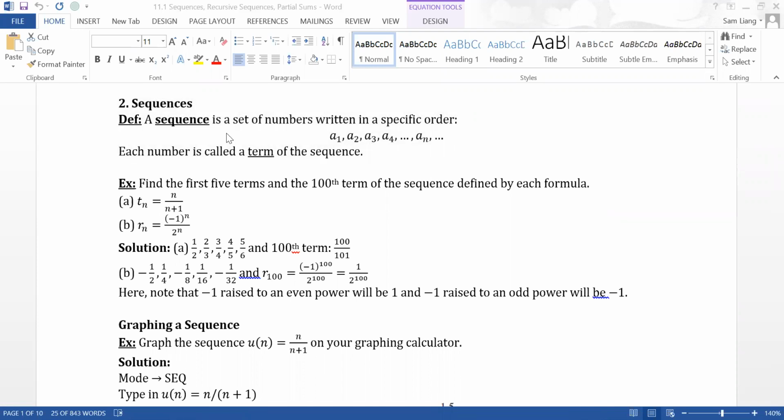So here, this is a really general and loose definition of sequence, right? By specific order, I guess they mean a pattern, as we saw in the do now. But a sequence is a pretty general term, in other words.